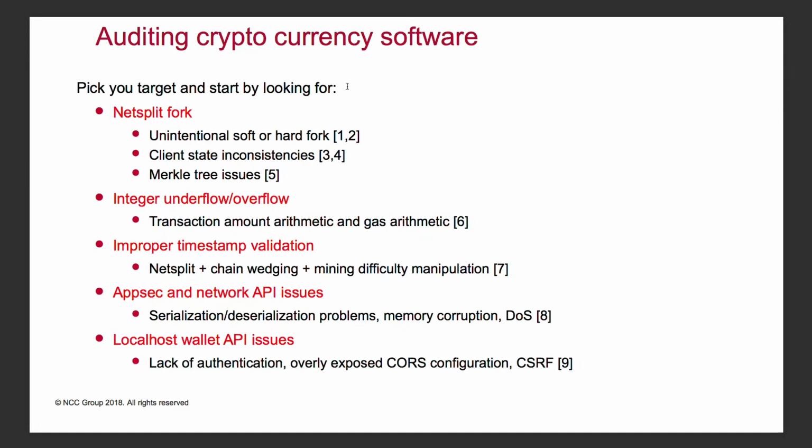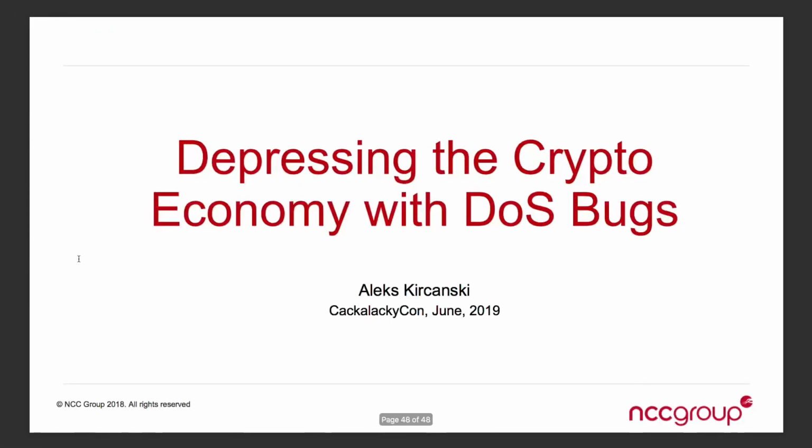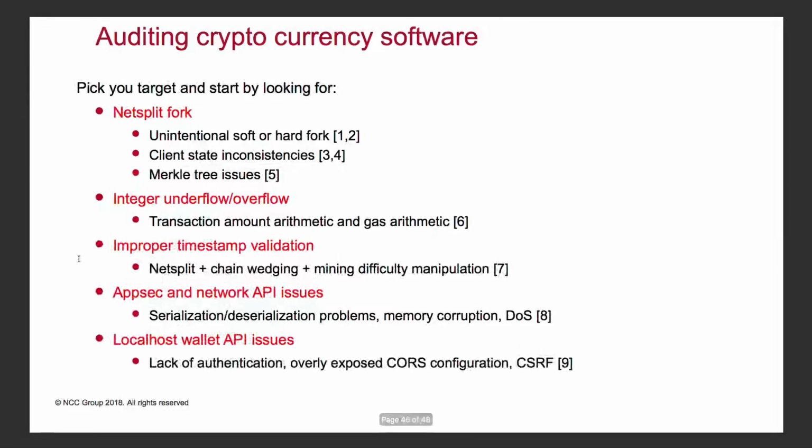Pick your own favorite coin, familiarize yourself with the issues in these areas that Bitcoin went through, and try to find them in your favorite coin. I think these are references. I'm happy if anyone wants to collaborate on this. I'll be happy to do that. Okay, that's it. Thank you.